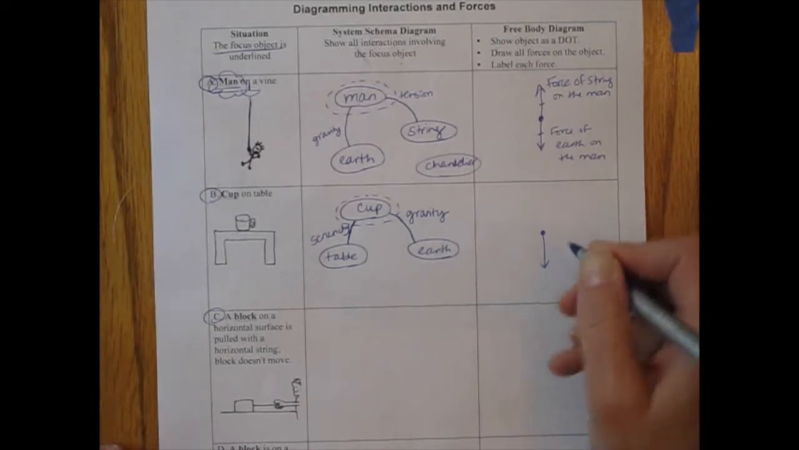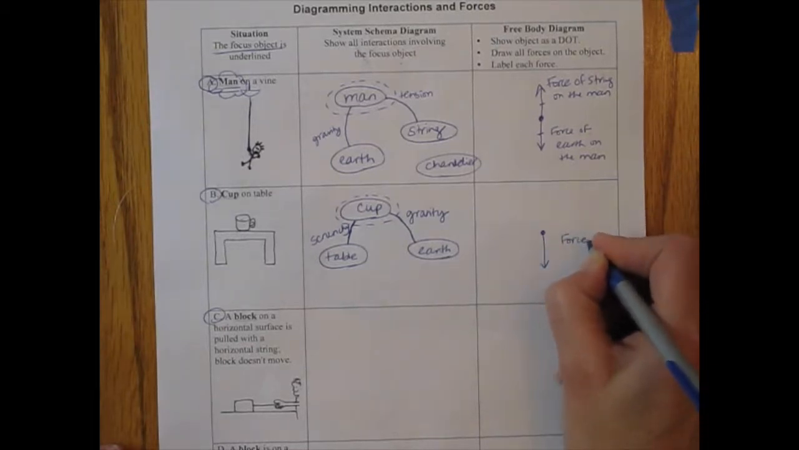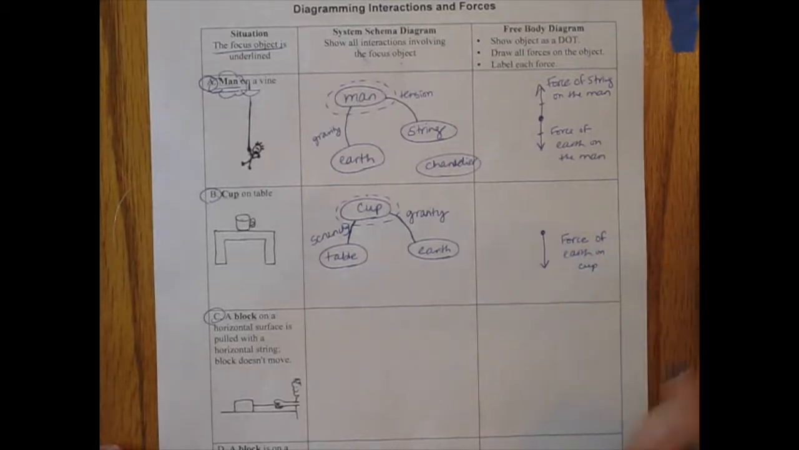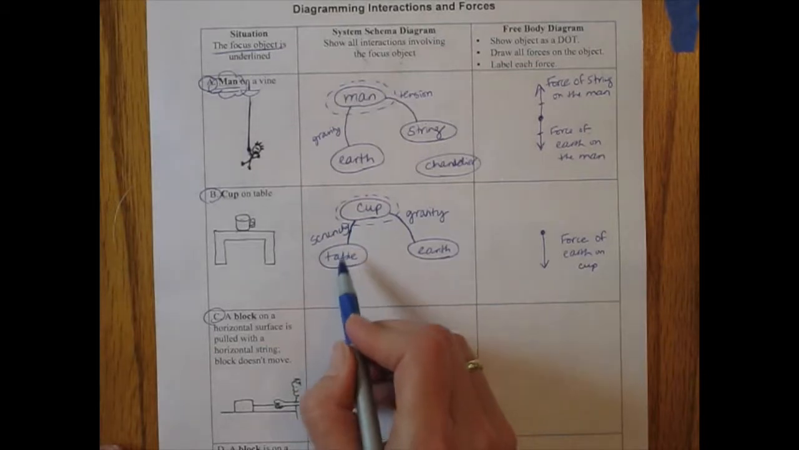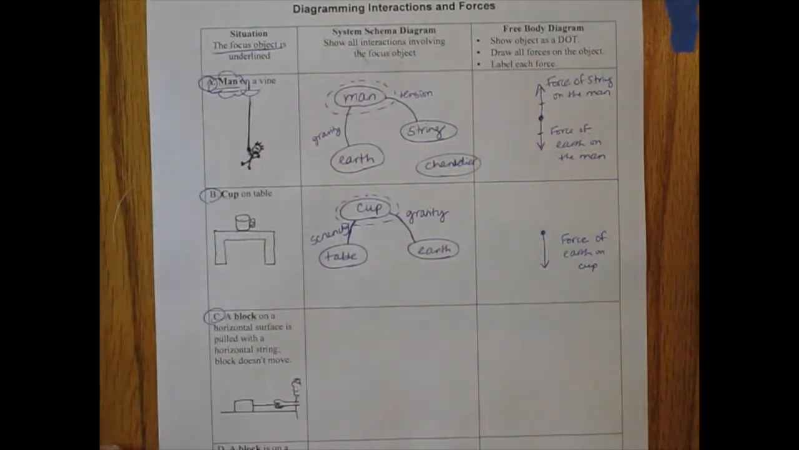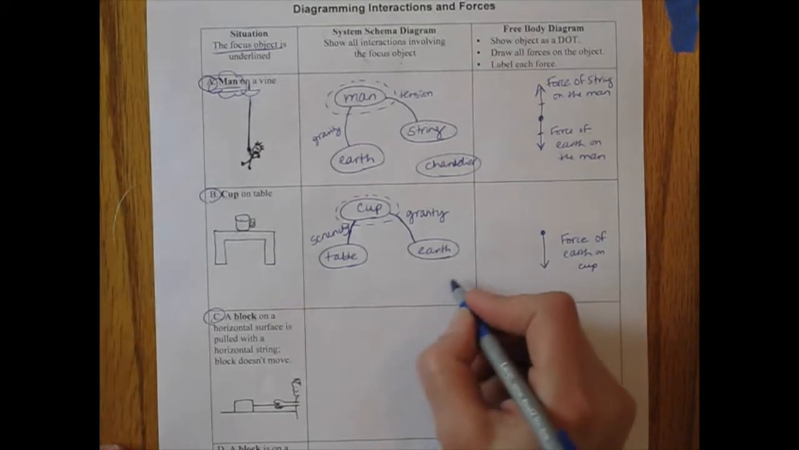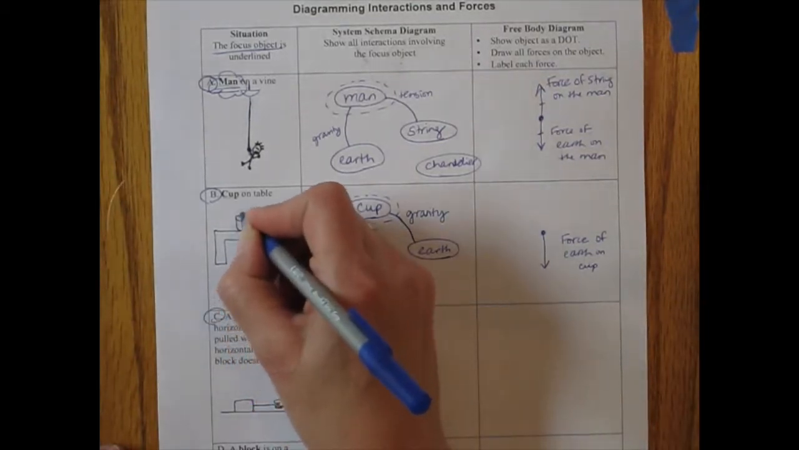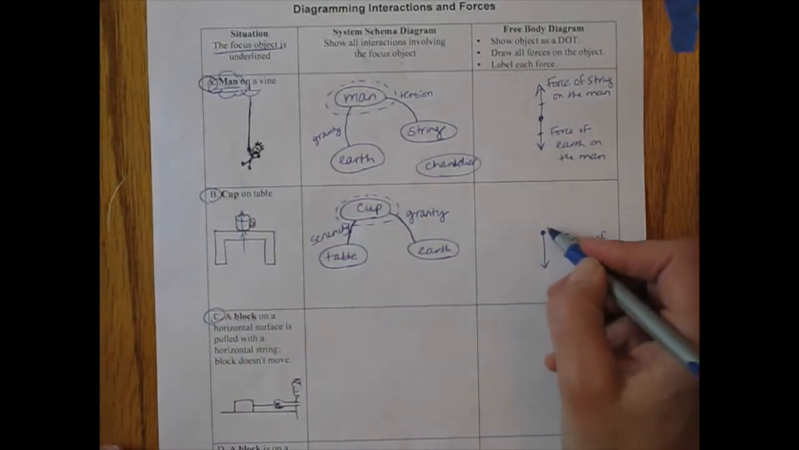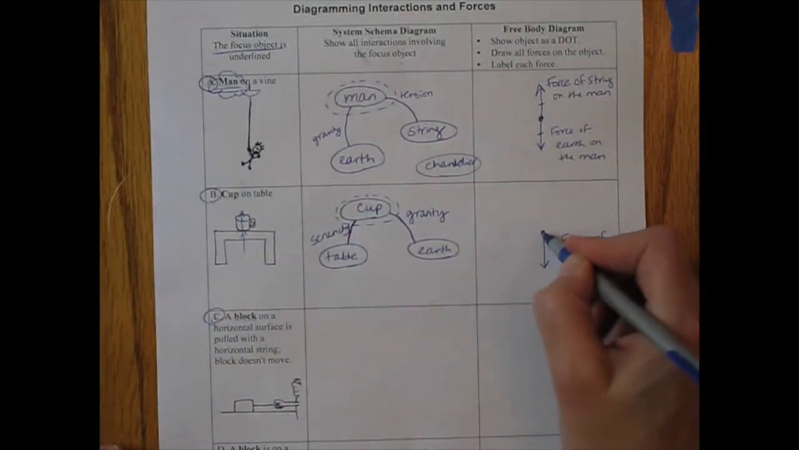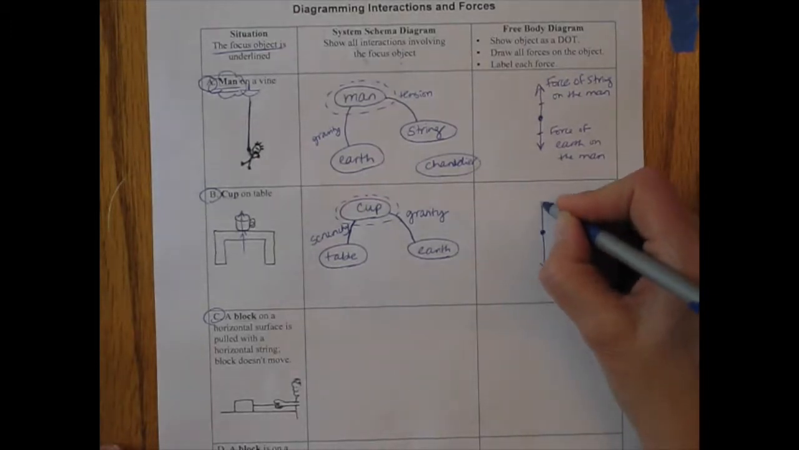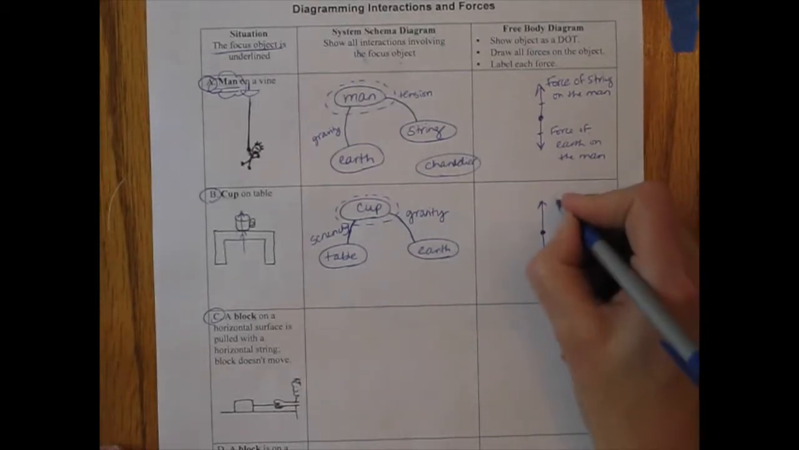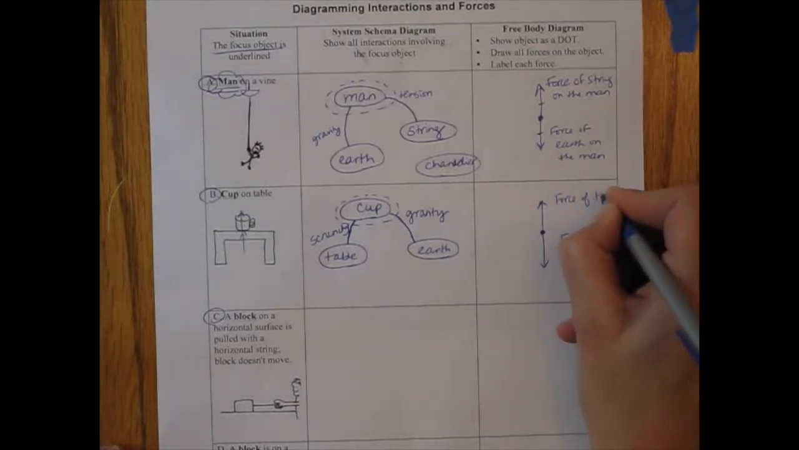Force of the earth on the cup is downward toward the center of the earth. And then I have this force of the table on the cup, and that's upward. You might want to draw that upward force like it's under the cup, but we want to draw all of our forces with the tail of the force on the dot. So it's going to look like this. And that is the force of the table on the cup.